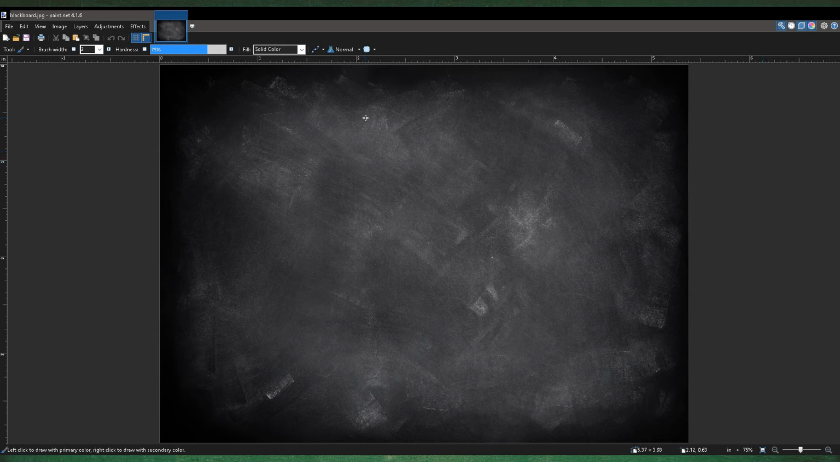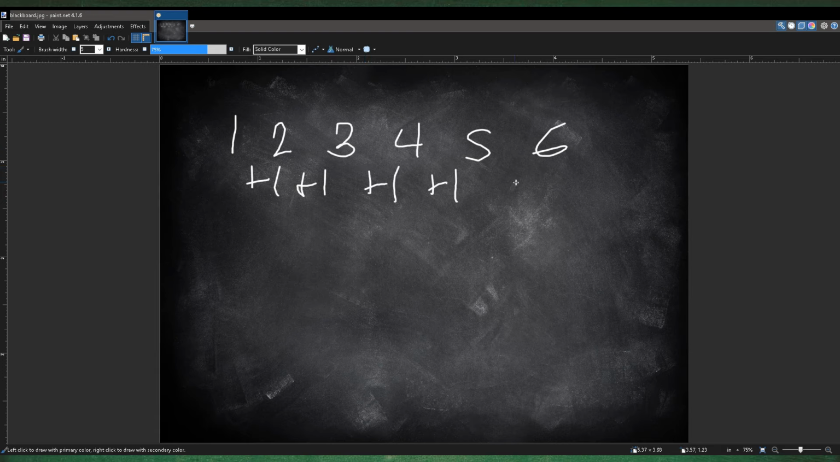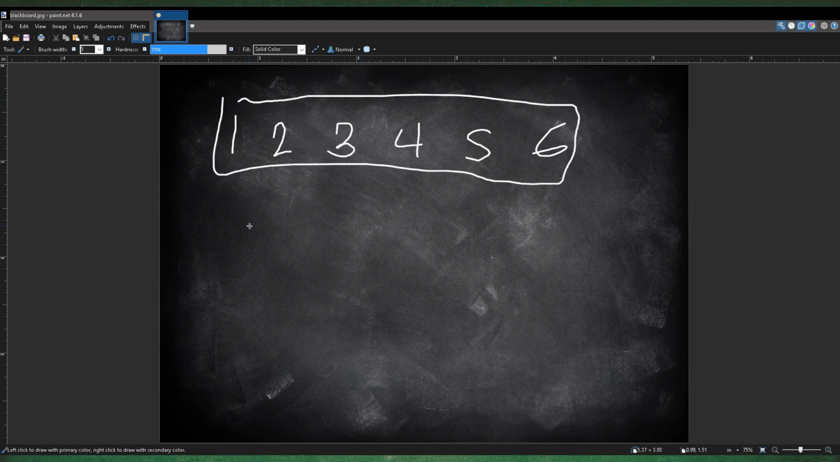So for example, a sequence would be like 1, 2, 3, 4, 5, 6. Because to get from 1 to 2, you add 1. From 2 to 3, you add 1. From 3 to 4, you add 1. From 4 to 5, you add 1. And from 5 to 6, you add 1. So it follows a pattern of just adding 1 to the next term. So this would be a sequence.